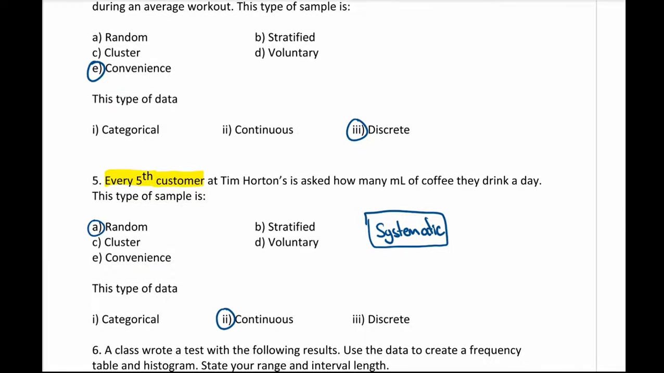And again, the type of data would be continuous because we are dealing with numbers when we're talking about milliliters, and it is a measurement. So there is an infinite range of values that we could have when we're dealing with milliliters.